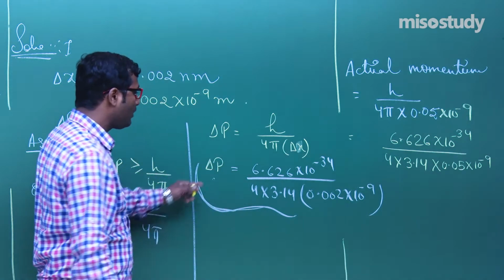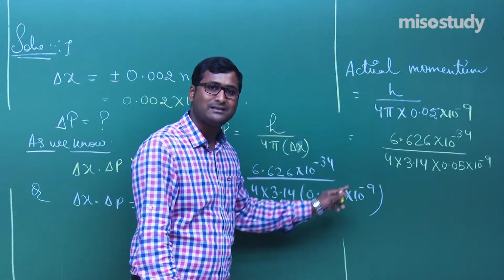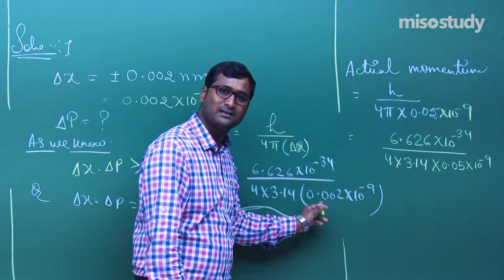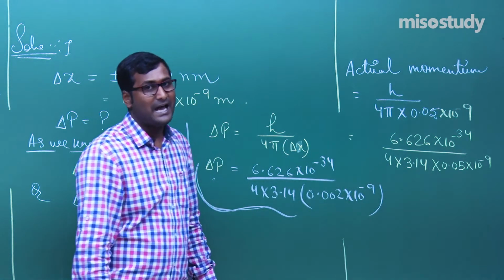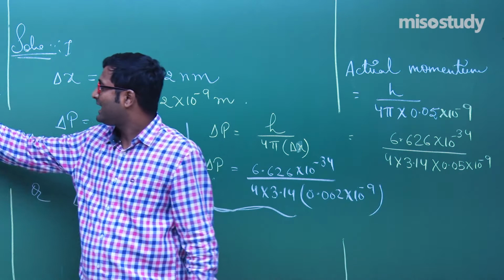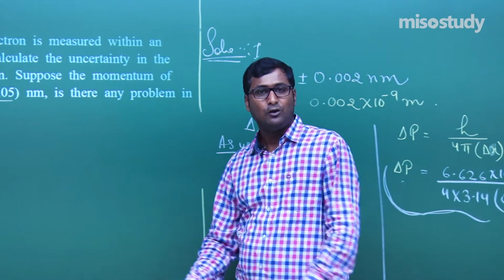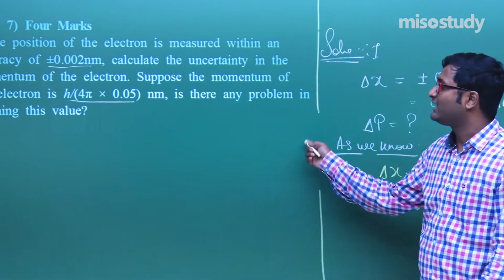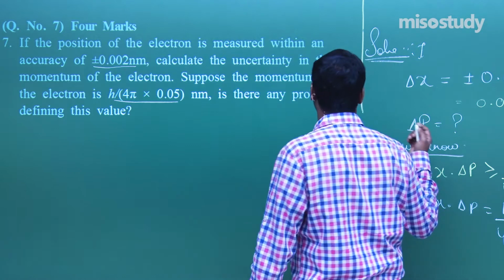Now compare this one. What do we observe? The value differs. And if the value differs, is there any problem in defining the value? Definitely. If the value differs, we can say definitely there is a problem in defining this value. Clear to you? Now check out what we have done.